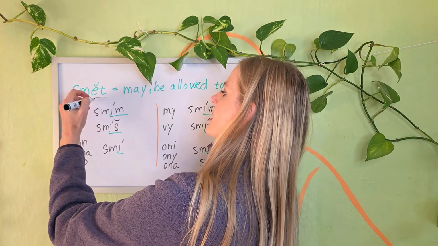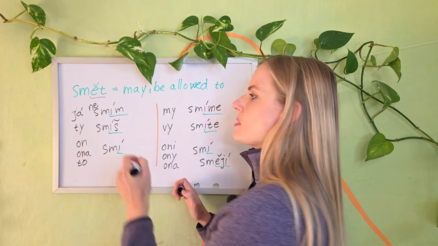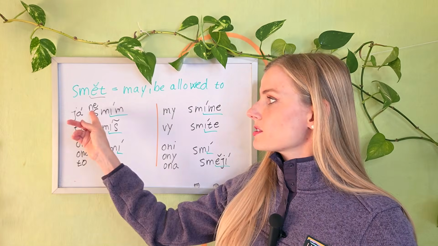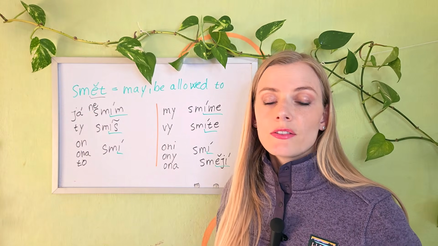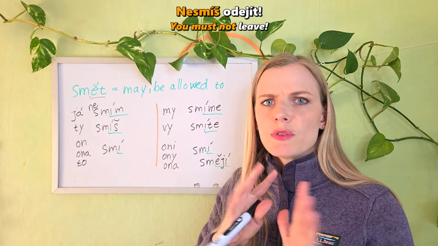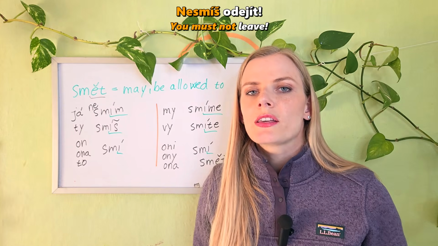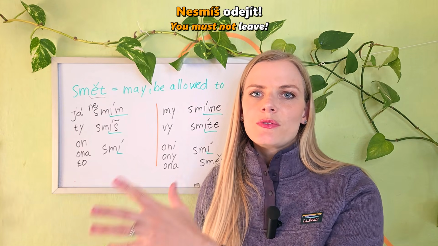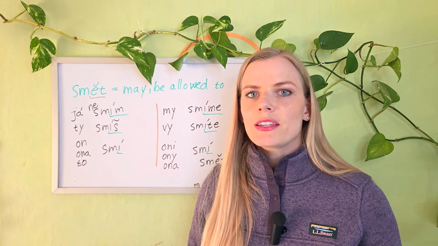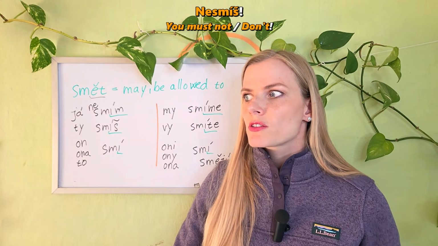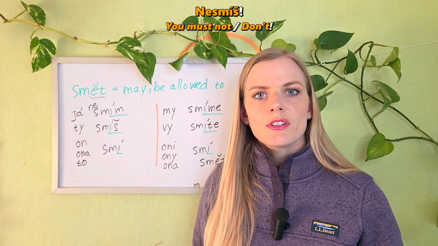Simply when we put ne in front of it, nesmím, it means I mustn't. So it's an interdiction. This is much more common than the affirmative. So for example, nesmíš odejít. You mustn't leave. Nesmíš odejít. Or what I always tell my students, that if you listen to dog owners, they will always tell their dogs sooner or later, nesmíš, you must not, don't touch it, you're not allowed.